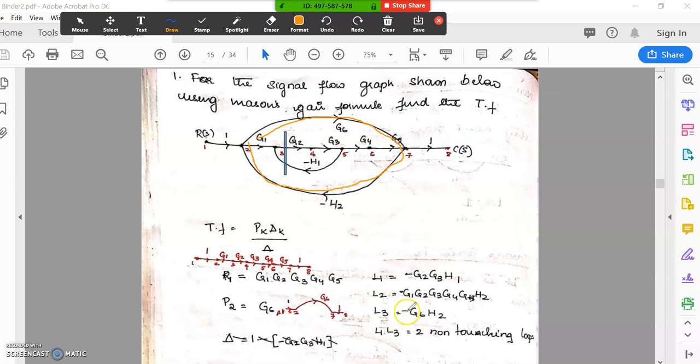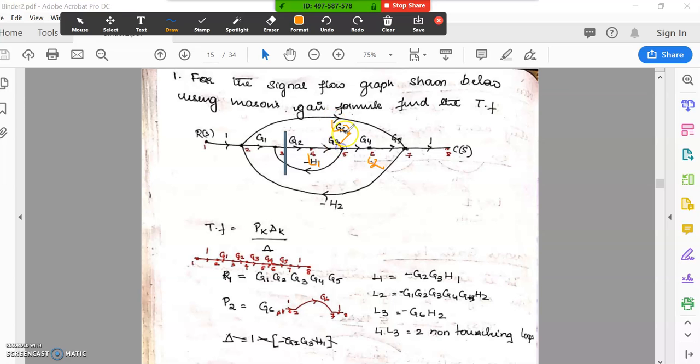So the loop gain will be minus G6 into H2. Any non-touching loop here? Do we have any? This is one loop. This was L1. Then this entire thing was L2, and this one was L3.